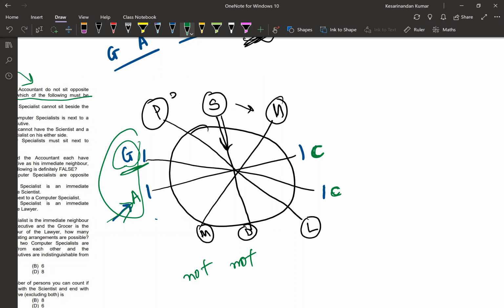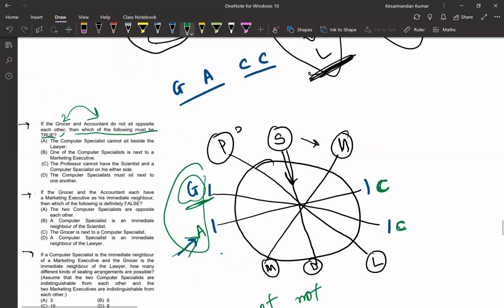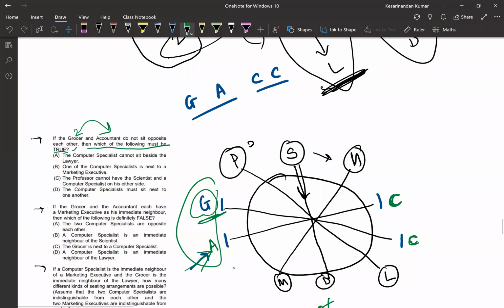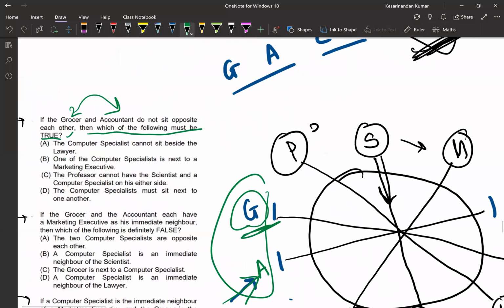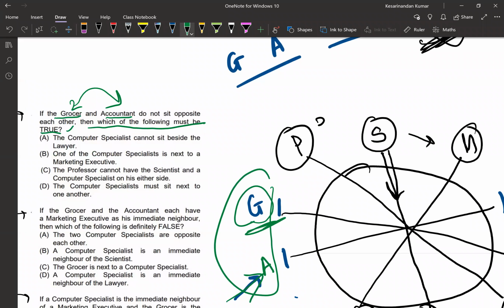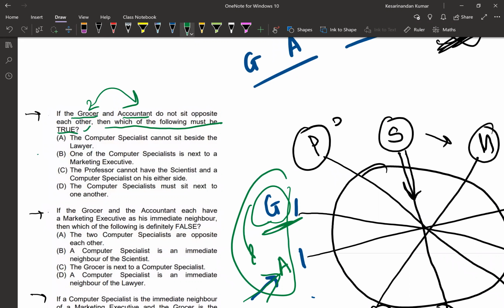So it is said the grocer and accountant do not sit opposite to each other, then it won't be a problem. Yes. So for now, this must be true.